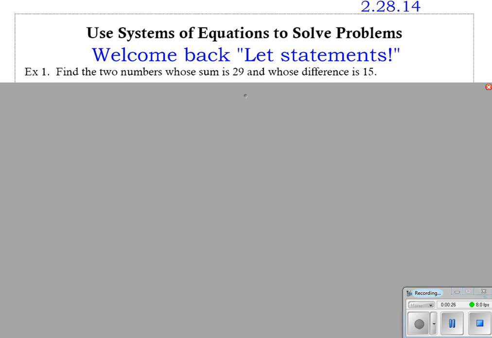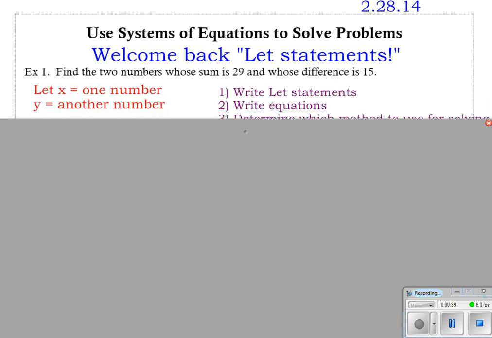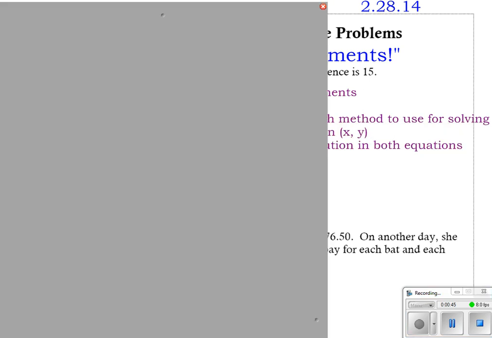All right, here we have example 1. Find the two numbers whose sum is 29 and whose difference is 15. Okay, that'll work. I have two numbers. I'm going to call them x and y. I have to do a let statement. Let x equal one number, y equal another number. Doesn't have to be fancy.